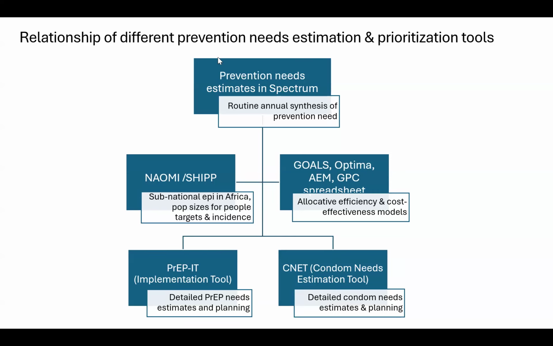Thanks, Clemens. The third presentation is going to come from Rob from Albany Health. He's going to provide us with an overview of the prevention needs estimate suite of tools in Spectrum, after which we'll go into the specific needs estimates. Over to you, Rob.